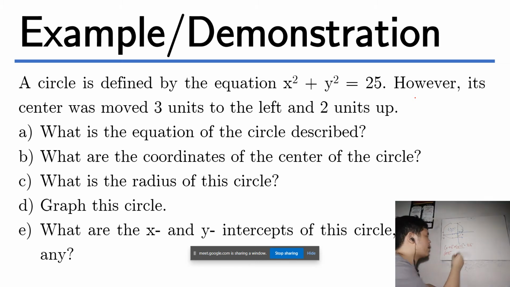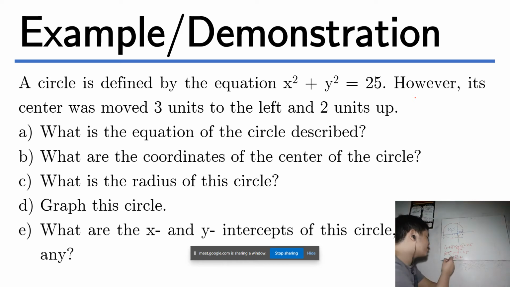Substitute 0. So, 0 minus 2, negative 2 squared, that is plus 4, no? Equals 25. x plus 3 squared equals 21. Na-try nyo na ba ito, nakapag-completing the square na ba kayo nung grade 8 or hindi pa? Meron na po nun. Meron na. Okay, so kaya nyo na to.